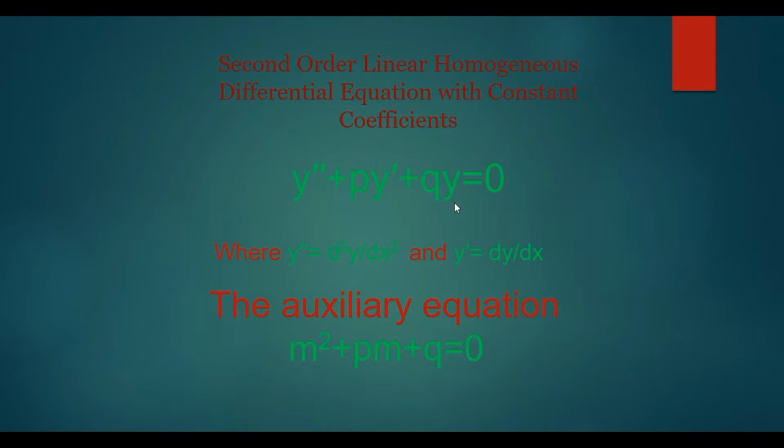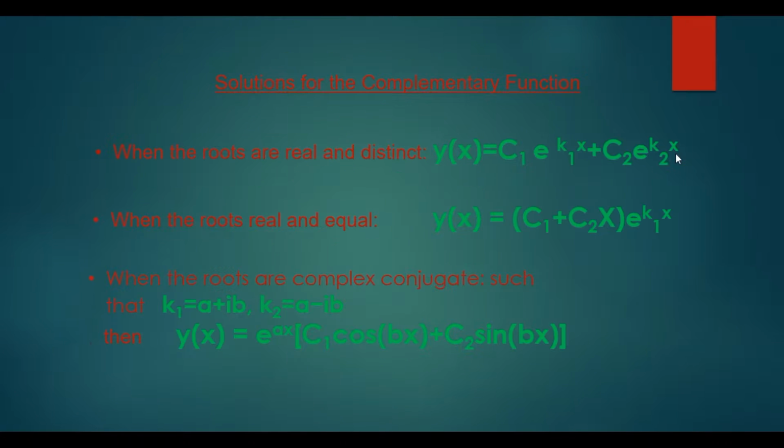So in order to find the solution of this differential equation, one has to apply the auxiliary equation, which is in the form of a quadratic equation, and it is also known as the characteristics equation. So the solution to this second order linear homogeneous differential equation consists of only the complementary function because the equation is equated to 0. So the solution of the complementary function depends on the roots of the quadratic equation obtained, and there are three different cases.